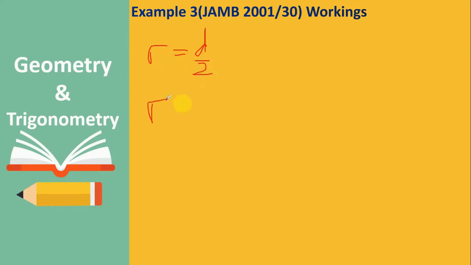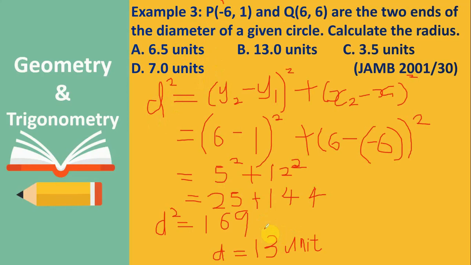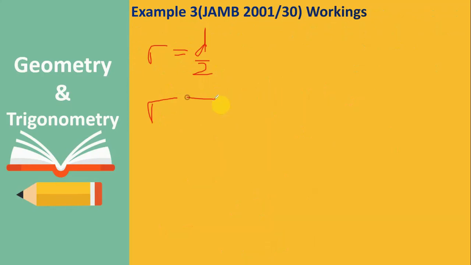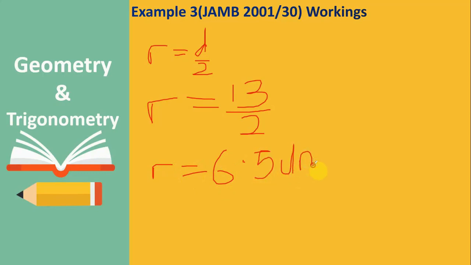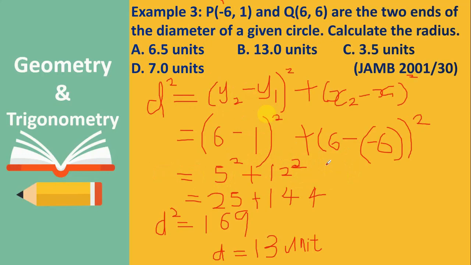Then from the unit we got earlier, 13 will now be 13 divided by 2. When you divide 13 by 2, you will see that R, the radius, will now be 6.5 units. This is how to calculate the radius or the diameter of a circle when you are given 2 points at the end.